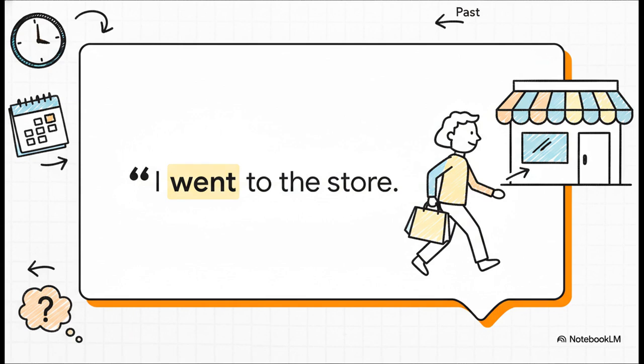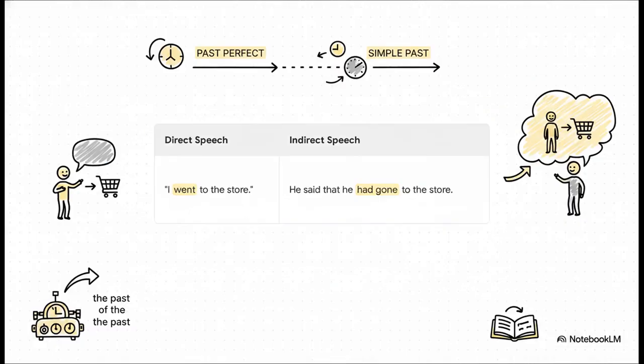Okay, now this one's really interesting. What happens if the original thing someone said is already in the past? For example, I went to the store. Where can it even shift back to? Well, it shifts back even further, all the way to the past perfect. A good way to think about the past perfect is that it's kind of like the past of the past. So the simple past, went, becomes had gone. He said that he had gone to the store.